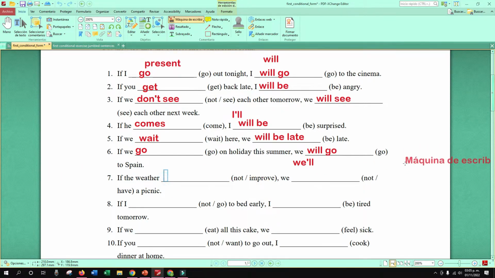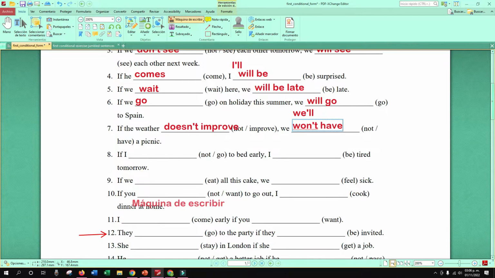Excellent. What about 7? If the weather, that is negative, not improve. So if we talk about the weather, that will be what? Third person singular or not? So in this case, if the weather what? If the weather doesn't improve? Excellent. Doesn't improve, right? We what? That is negative also. We won't have a picnic. Except won't, right? We won't have a picnic. Excellent. There is the needed form in future, right? So if the weather doesn't, because weather, that is it, right? Third person singular. So doesn't improve, we won't have a picnic. Excellent. Very good.